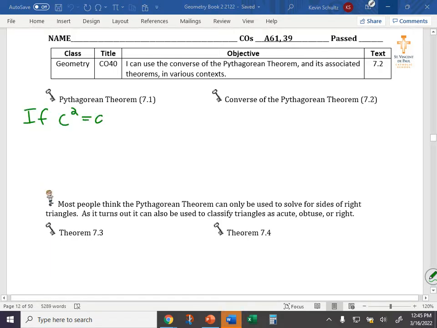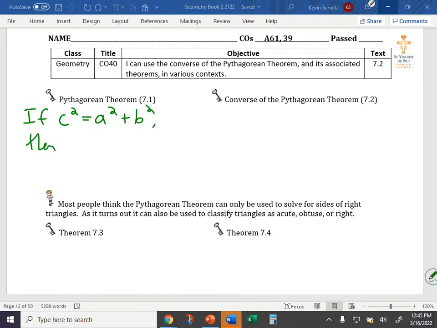If c squared equals a squared plus b squared, then the triangle is a right triangle. I told you I'd explain today why I put the c squared first rather than at the end of it. Just wait, the brilliance is coming here. Then we know the triangle is a right triangle.